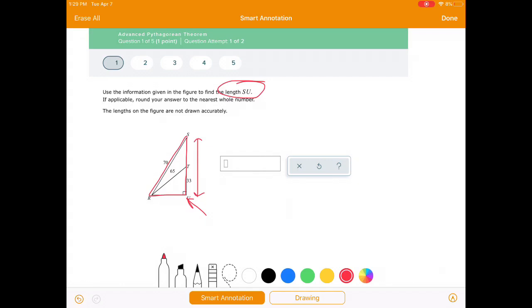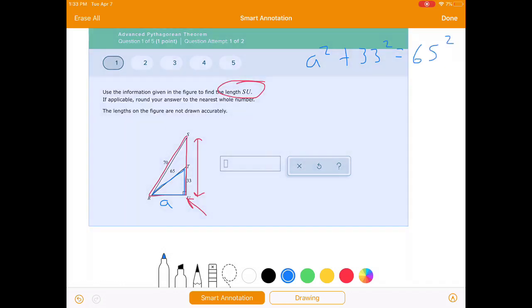But what you will notice is this smaller right triangle right here. This actually has 2 known sides, so we can use that triangle to figure out what this leg is right here. So let's go ahead and call that A. We know that A and 33 are the legs, so we're missing one of the legs. So we're going to go ahead and start with A squared plus 33 squared equals 65 squared. So this is really nothing new at this point.